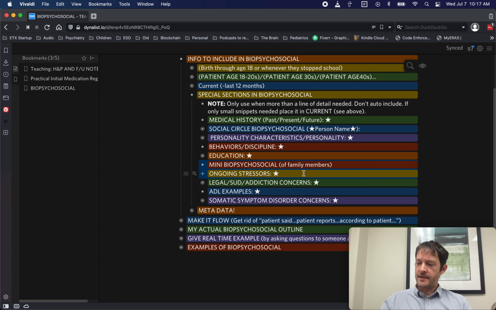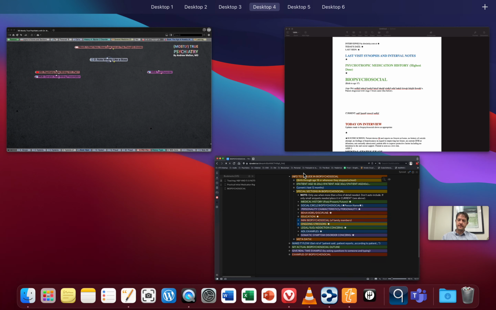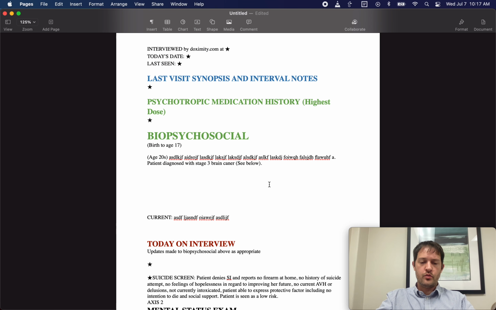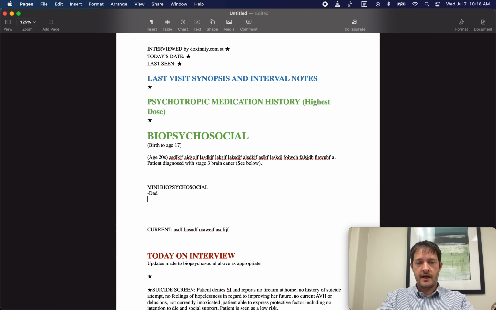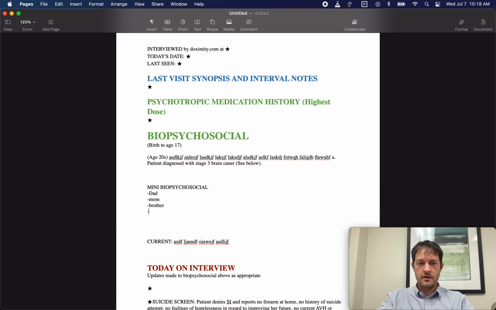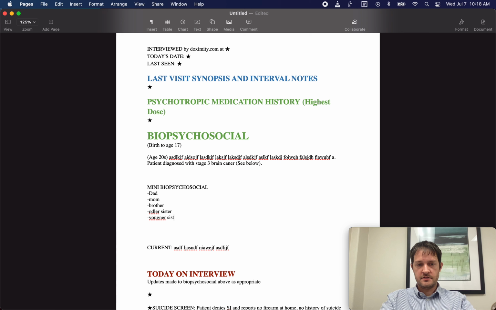I like doing mini biopsychosocial. So often on a patient, I type out mini biopsychosocial, and they'll be like, dad, mom, brother, older sister, younger sister, or whatever it is. Sorry, I'm going to leave typos. Dad, it could be like incarcerated since patient age 3, minimal contact since then, or whatever.